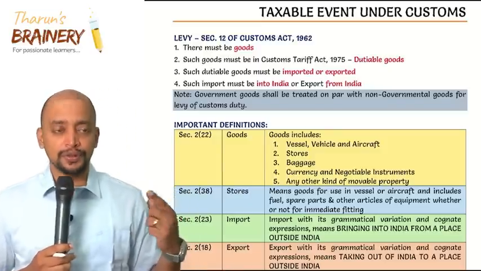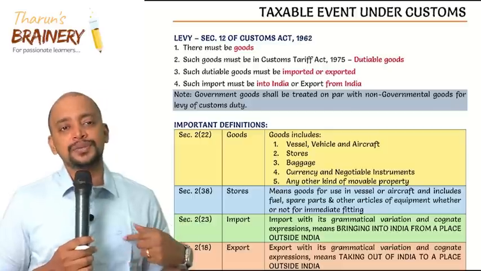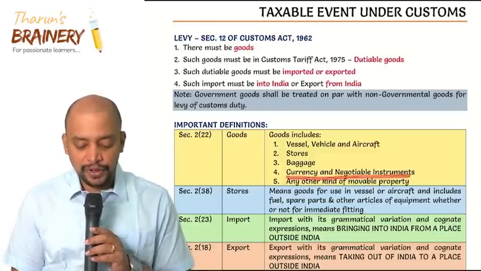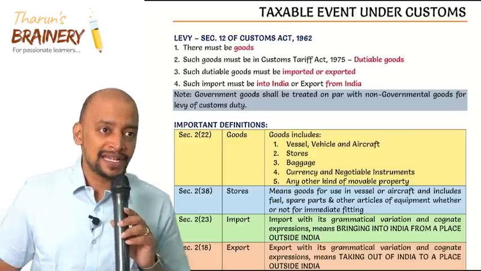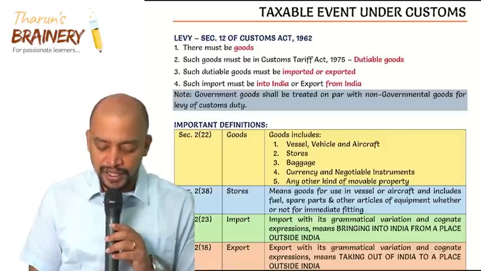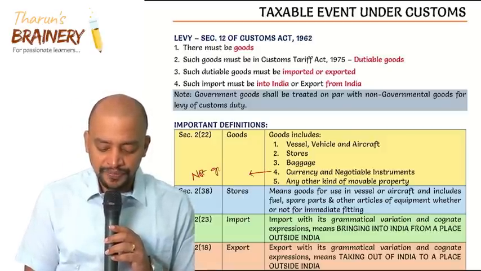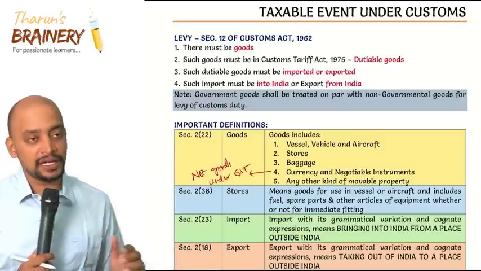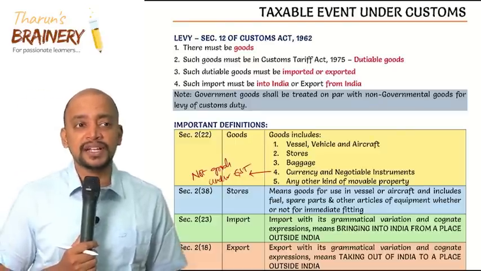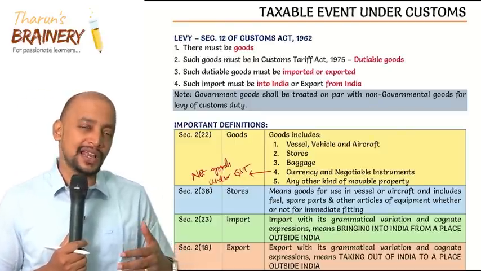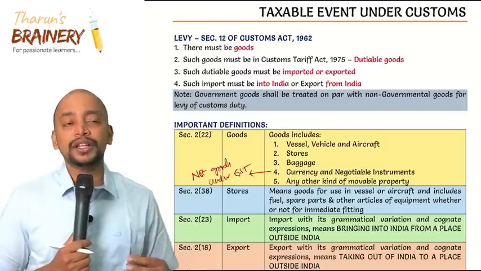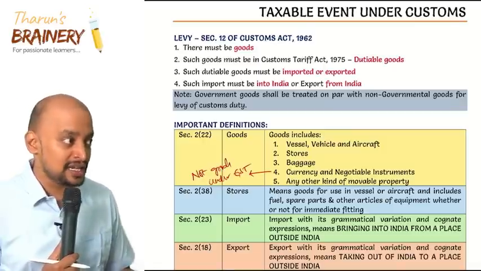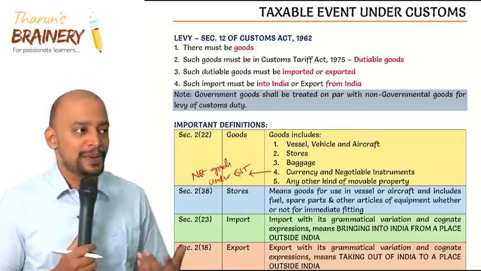Generally, whenever we are importing goods, we are required to pay customs duty. Along with customs duty, we are also required to pay IGST. But in case of import of currency and negotiable instruments, we are not required to pay any GST, because currency and negotiable instruments are not goods under GST. Due to that reason, we don't have to pay any IGST. For example, if a person is bringing currency in excess, beyond the limit specified under FEMA, then that foreign currency which he is bringing will be treated as goods, and on that he needs to pay customs duty.